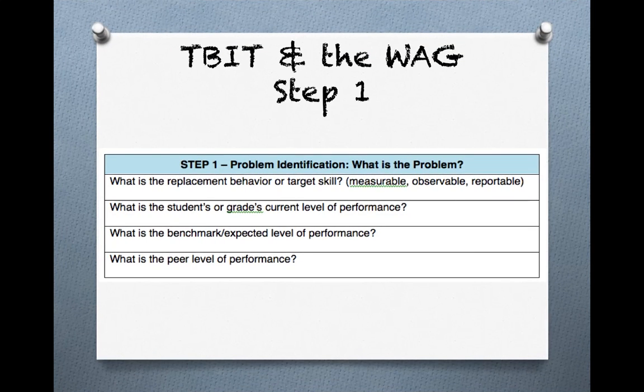The first step of the TBIT process is problem identification. This step requires the team to identify the problem using student and class data. The guiding questions ask the team to compare the student's performance to his or her peers and to the expected benchmark. By answering the questions in step 1, your team will identify the problem, sometimes referred to as the area of concern, skill deficit, or target skill.